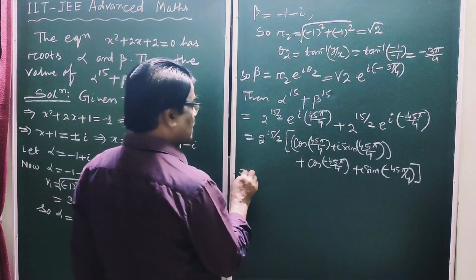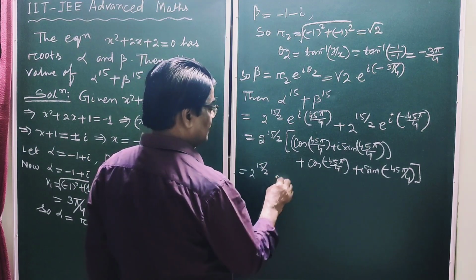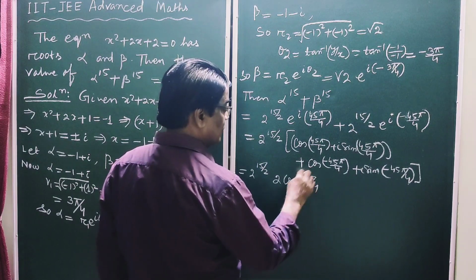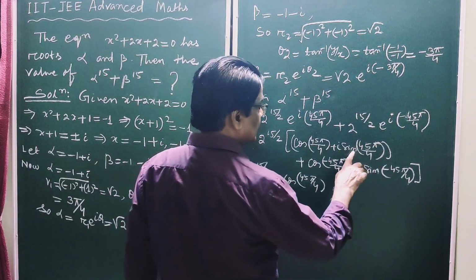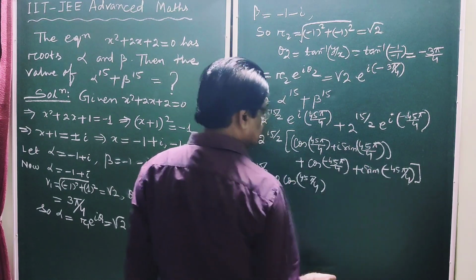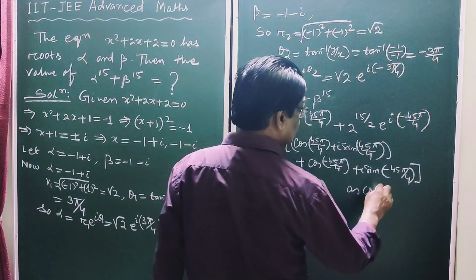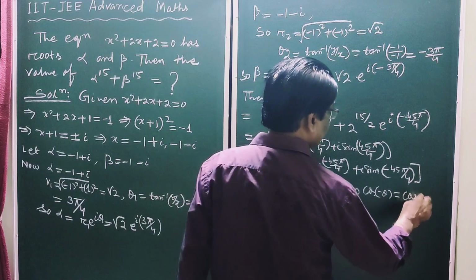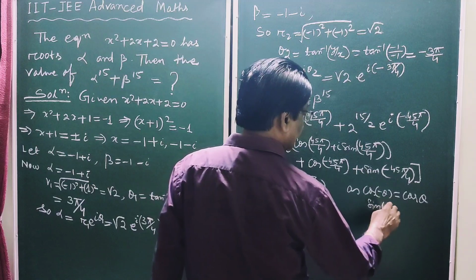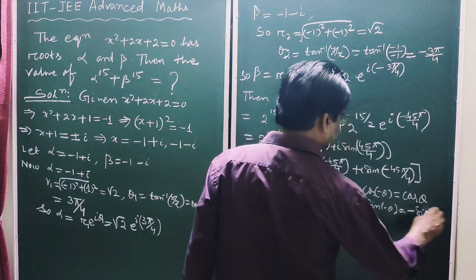This is equal to 2 to the power 15 by 2, times 2 cos of 45 pi by 4. Because here the sine terms cancel, as cos of minus theta is equal to cos theta, so this will be plus. And sin of minus theta is equal to minus sin theta.